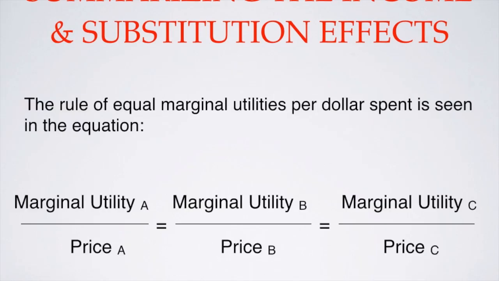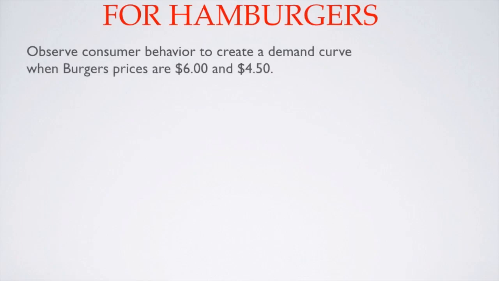The rule of equal marginal utilities per dollar spent is seen in this equation. The marginal utility of product A divided by the price of product A is equal to the marginal utility of product B divided by the price of B, and the marginal utility of product C divided by the price of C. As individuals, we don't usually buy just one commodity, but a combination of quantities. To reach full maximization of our utility, we would strive to have this equality for each of the goods that we consume. A consumer responds optimally to a price decrease of a product by consuming more of that product.